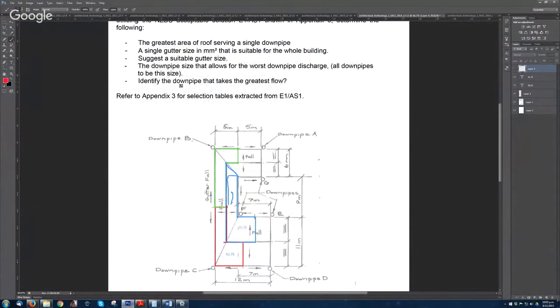And identify the downpipe that takes the greatest flow. Well, for me it's going to be this one. It's going to be F, because that's the one that receives the most water. Agree? Any comments, Ben? Nope.